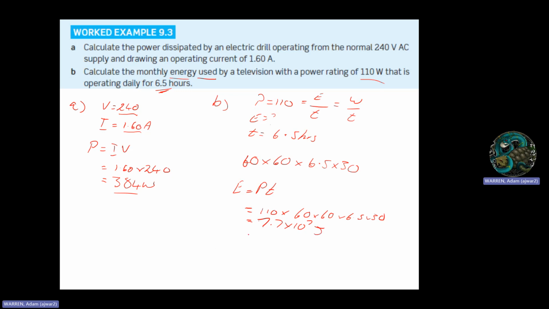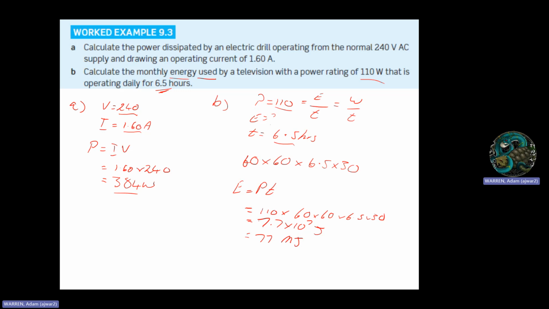We could write this as 77 megajoules. That would be acceptable as well. Note our time has 2 sig figs. While this has 3, we always go to the smallest number of significant figures.